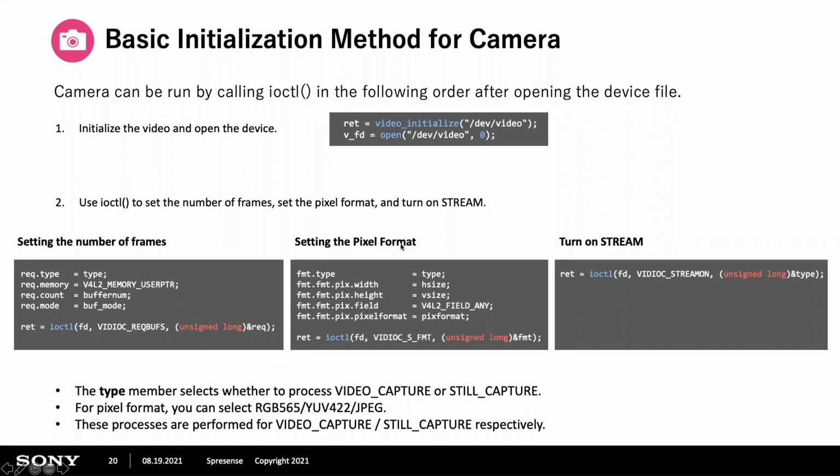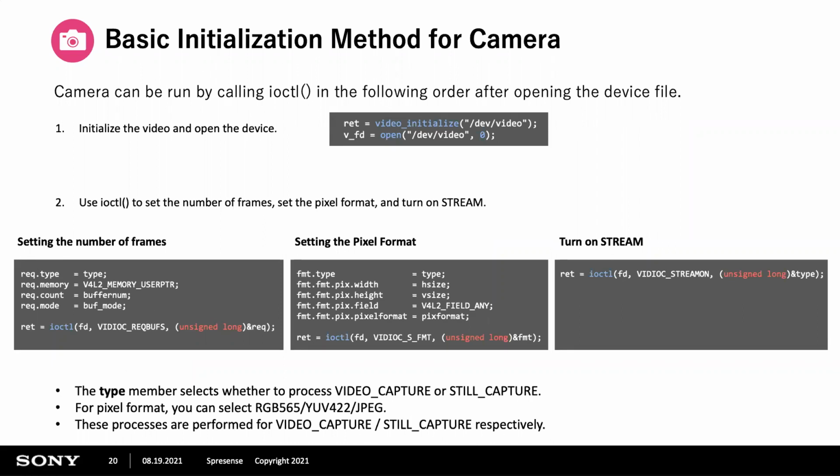And then for the pixel format, we have different types. We have RGB565, YUV422, and JPEG. These are the formats supported for the video and picture. And then the processing, as I mentioned before, for video and still capture is different. So it depends on whether you need to guarantee the frame rate or you need to have a high resolution. So pay attention to that.